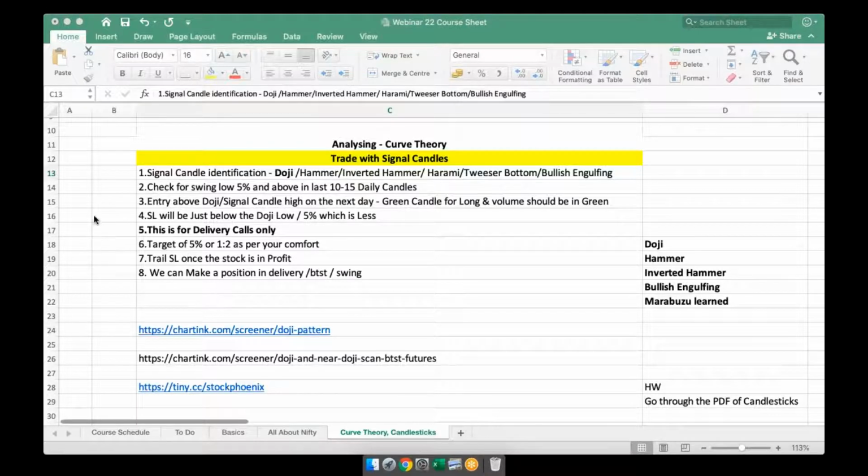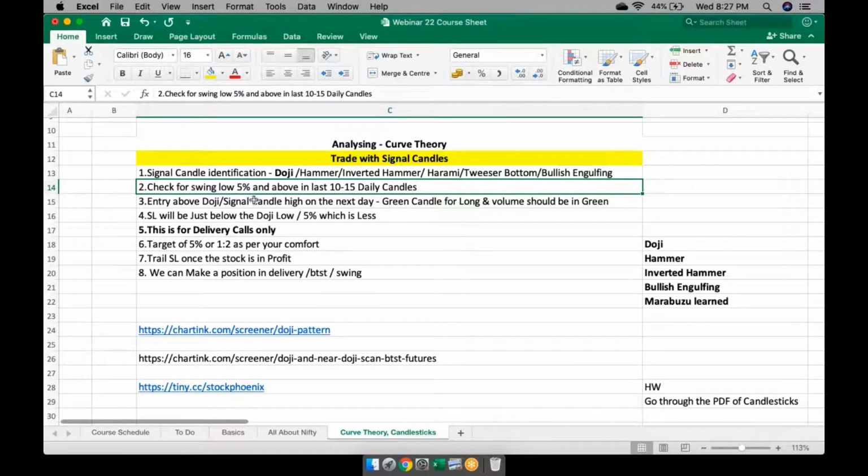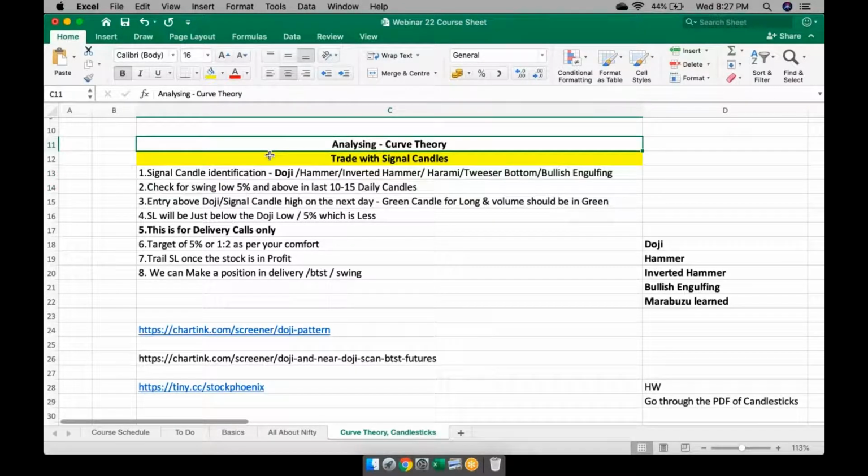Other candlestick patterns will be very difficult and we need screeners, so we are not going to use any other major candlestick pattern. This is the candlestick pattern set we are going to use. I'm repeating, how to trade with candlesticks: that is signal candles. Trade with signal candle, analyzing the curve theory.